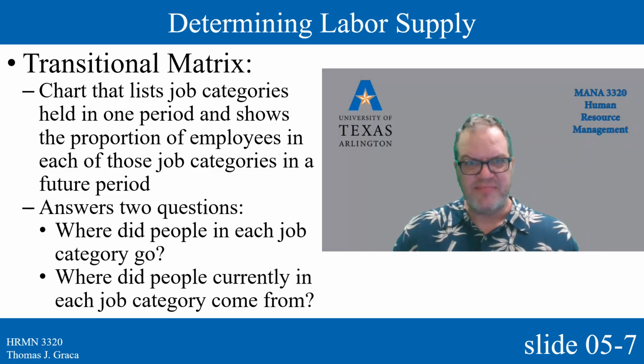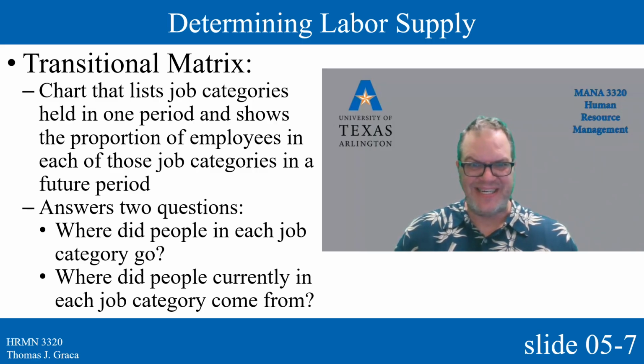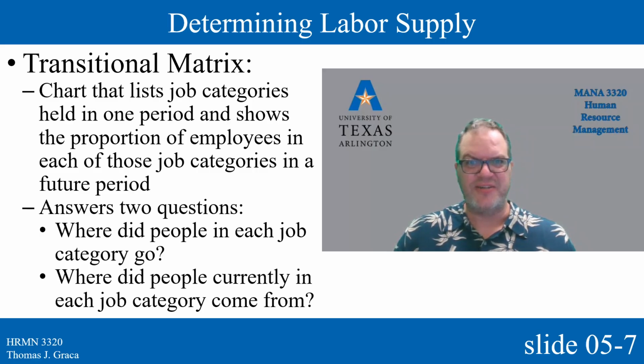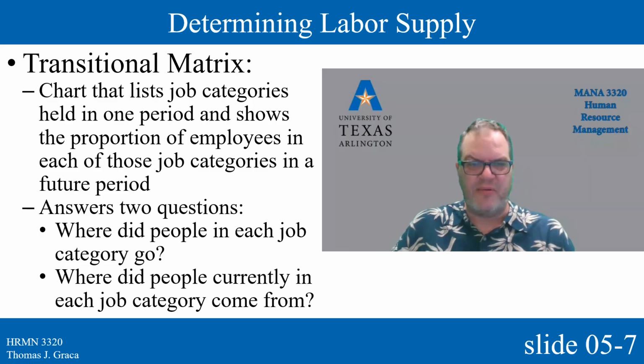A transitional matrix is a chart that lists job categories that individuals held in one period, and how many of them are still in that position in the next period. It'll also tell us where these people went, and where people currently in each of the job categories came from. If you take a look at the very next slide, it'll show you a real simple example of a transitional matrix, and I'll talk you through how one goes about reading it.